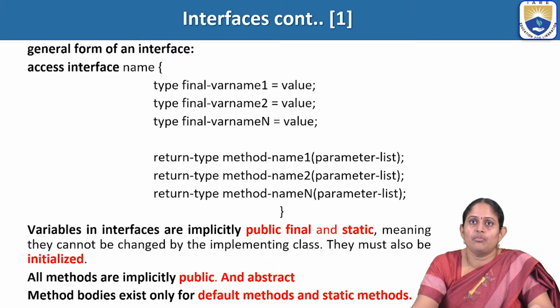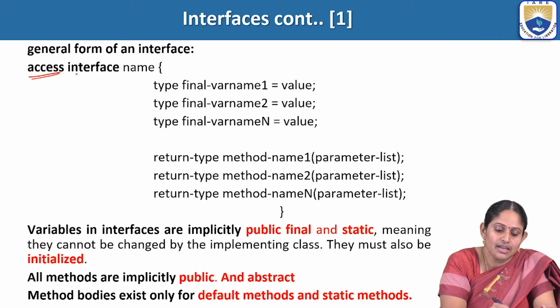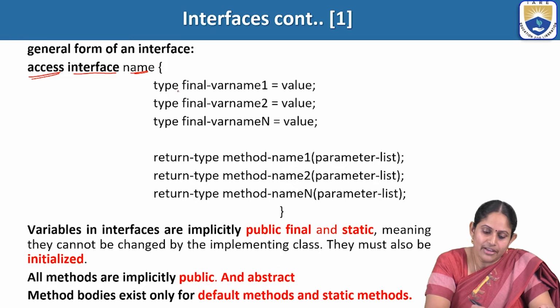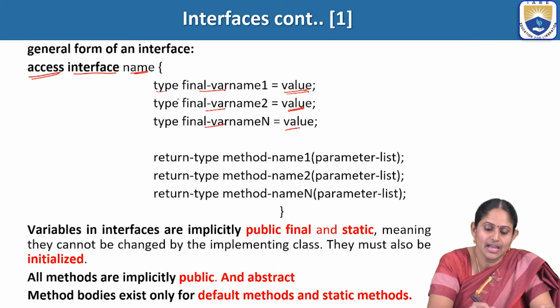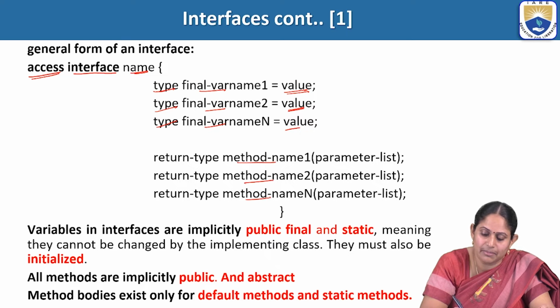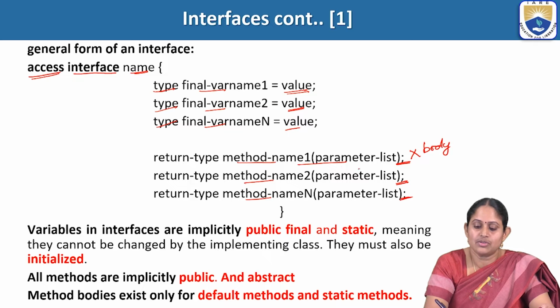Now, this is the general form of an interface, wherein we have the access specifier, the interface keyword, and the name of that particular interface. We have the different interface variables which will always be initialized to some value. Similarly, it can have many methods which are abstract, and since they are abstract, these methods don't have any body. They always end with a semicolon. So all these methods will be abstract.